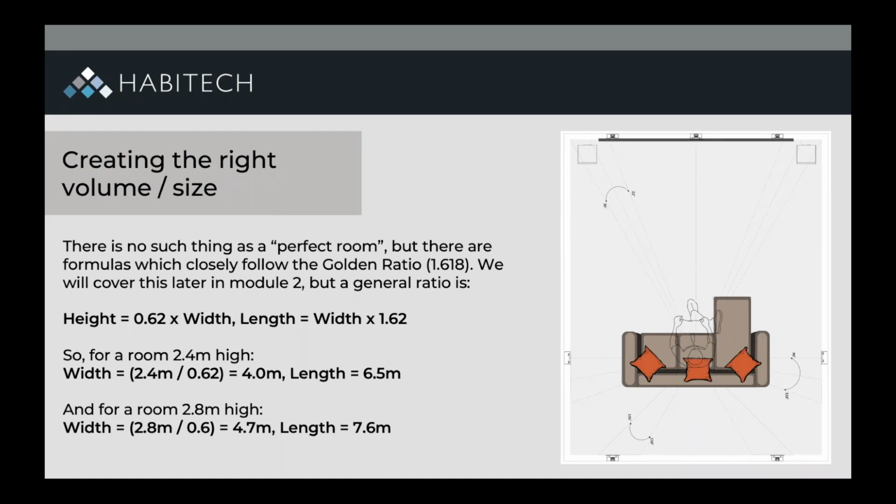If you have an older Victorian style house or a modern house where they're starting to increase the height of ceilings in living spaces, then the width would be 2.8 meters divided by 0.6, which is 4.7 meters, and the length is 7.6 meters. We tend to see the average size of rooms around 4 by 6 meters or 5 by 8 meters. But we're going to come on to that in more detail in module 2. And amongst the downloads that you're going to get with this webinar package, there are a number of calculators, white papers, and free utilities that we've created for you to help you design the ultimate cinema for your customer.